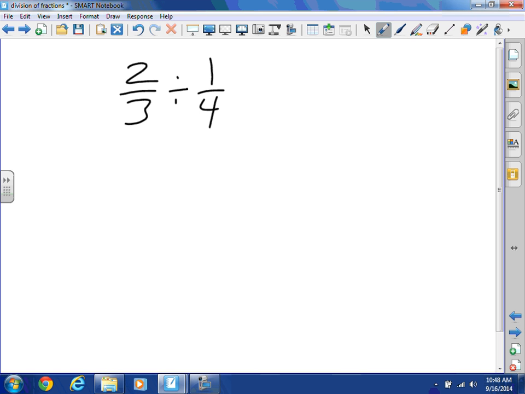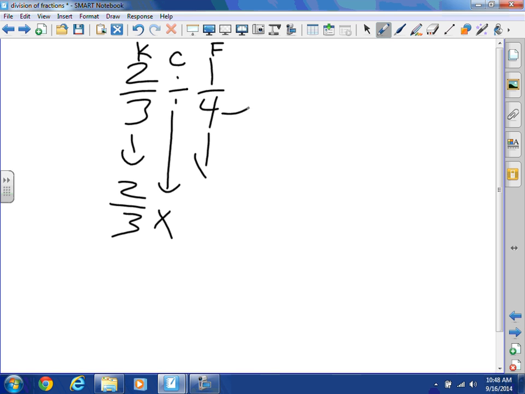So your teacher last year, I'm pretty sure, taught you, everybody needs a little KCF, right? Remember that? Keep it, change it, flip it, right? So this stays the same. This goes to multiplication. This, you flip it upside down to get 4 over 1.